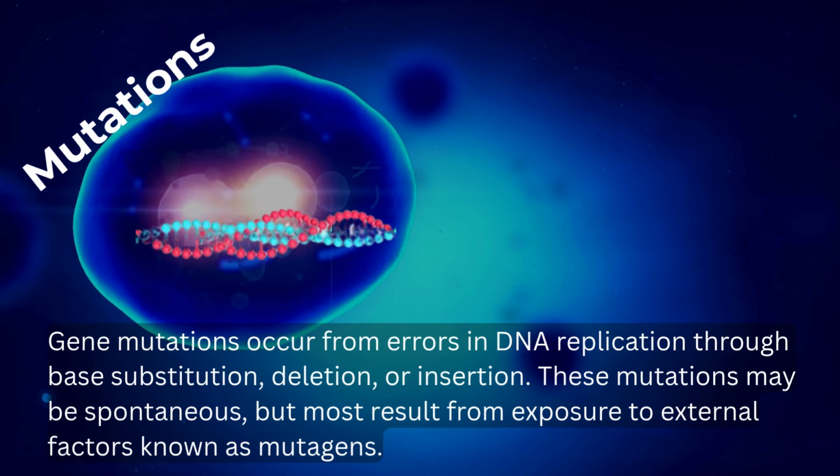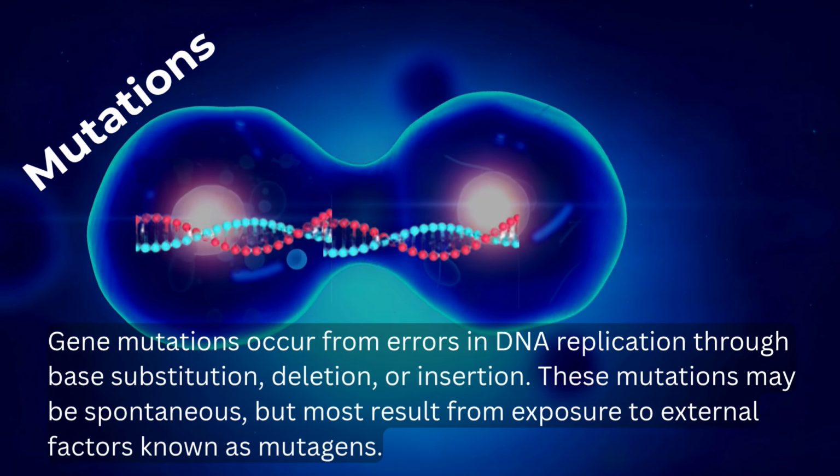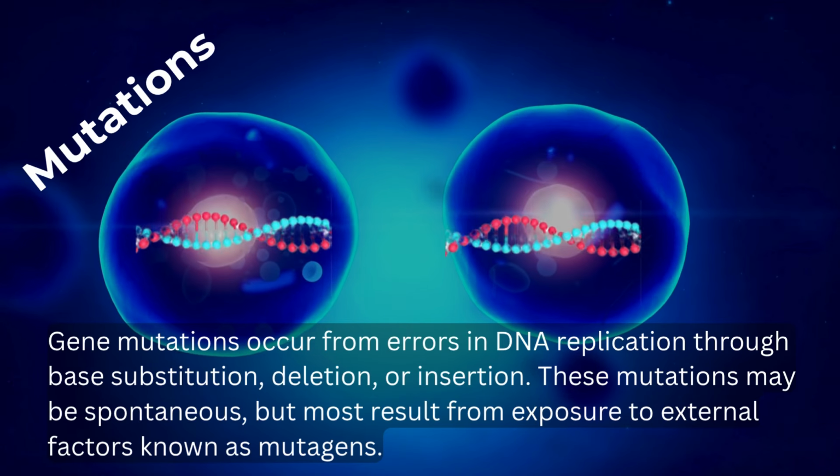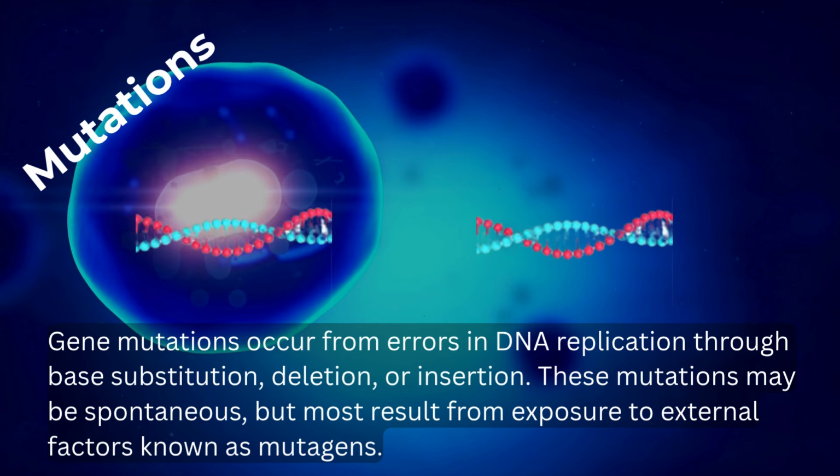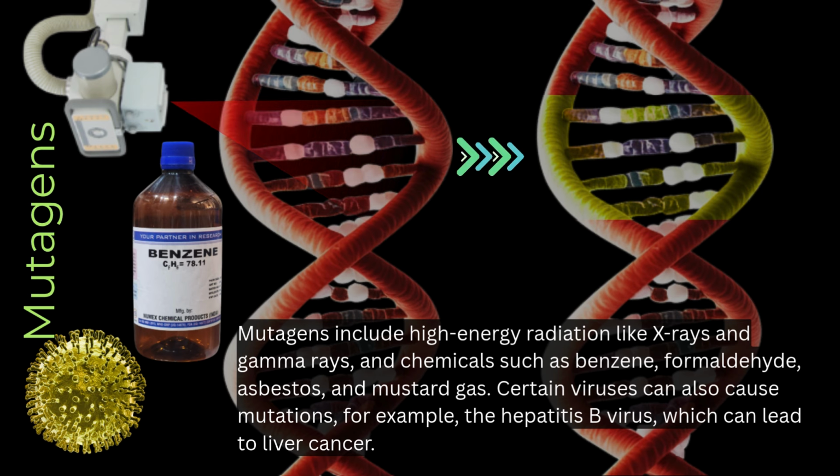Gene mutations often occur during DNA replication through base substitution, deletion, or insertion. While some mutations happen spontaneously, many are caused by external agents, known as mutagens. Mutagens include high-energy radiation, such as X-rays and gamma rays, and chemicals, such as benzene, formaldehyde, asbestos, and mustard gas. Certain viruses can also cause mutations, for example, the hepatitis B virus, which can lead to liver cancer.